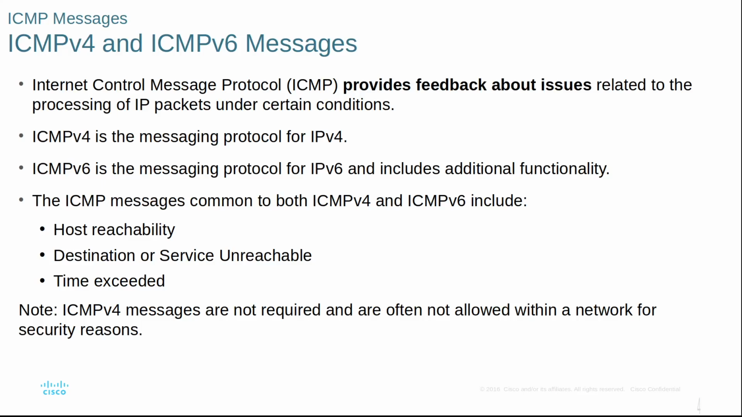ICMP version 4 is the version of this protocol for IPv4. Of course, there's an ICMP version 6 for IPv6, and the IPv6 one includes some additional functionality. ICMP messages for both version 4 and version 6 do have some common ones: host reachability, destination or service unreachable, and time exceeded.